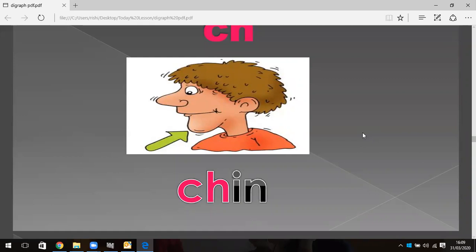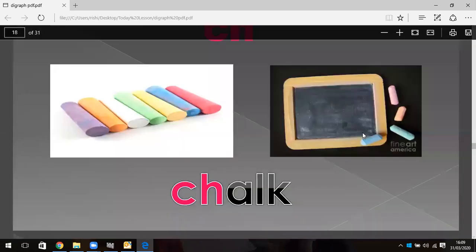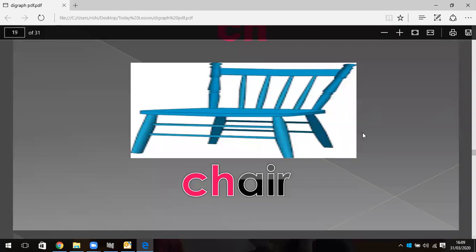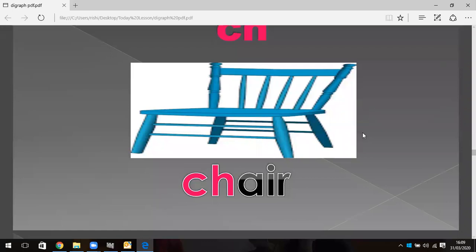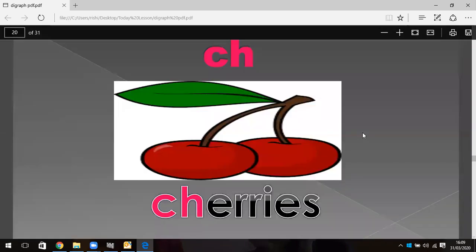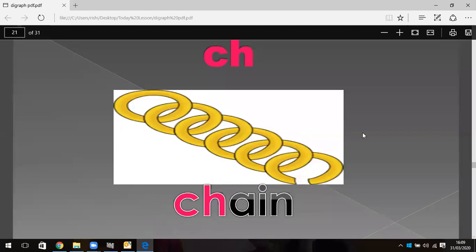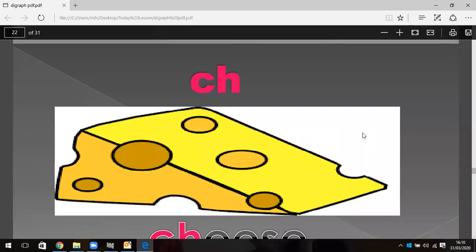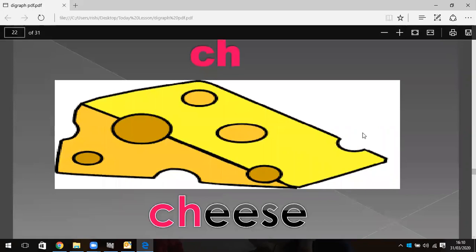chin, okay? He has a long chin and he loves to write with the chalk on the board, chalk. He also has a blue chair at home and he loves to sit on that chair and read, chair. And he also loves to eat cherries, cherries. He bought a chain from the market to put his key in the keychain, okay? Chain. And every morning when he takes his breakfast, he used to take cheese with the bread. Cheese.